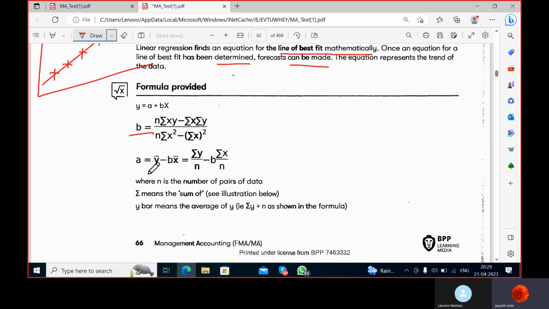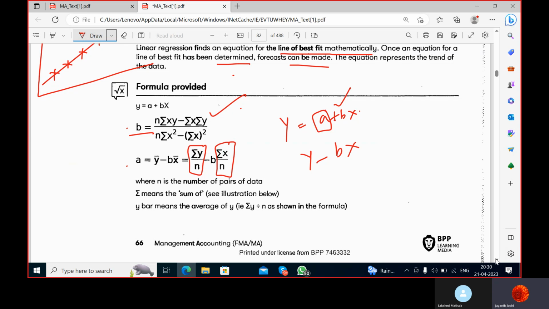Now B's formula is this, and when you have this B's formula, there's no need for any derivation regarding this formula. You just have to note it down, and when you know B, you know Y is equal to A plus BX, so Y minus BX can give you the A value. Is it right? Yes. So you get the fixed cost as well. So please make a note of B and A values. Here, the average of Y minus B into the average of X is giving you the fixed cost.